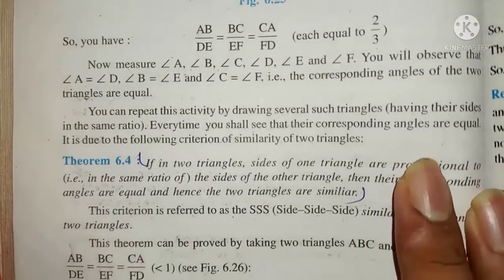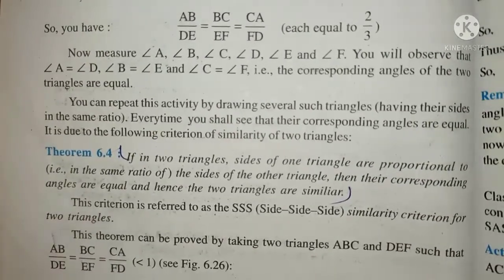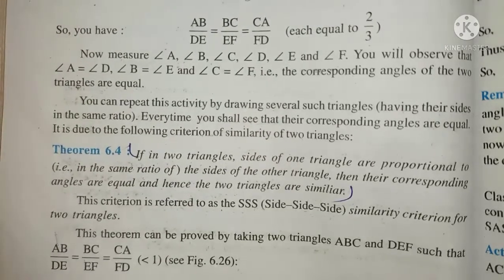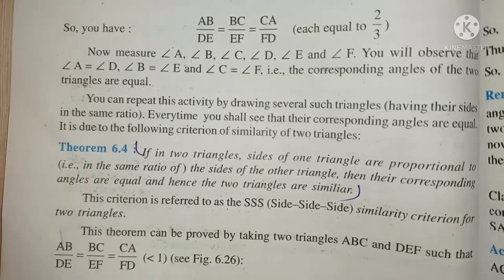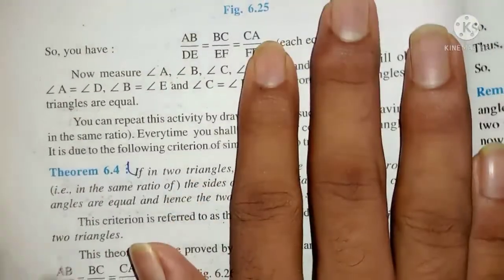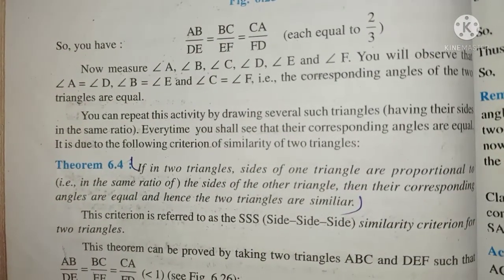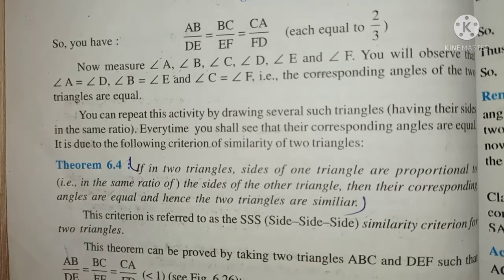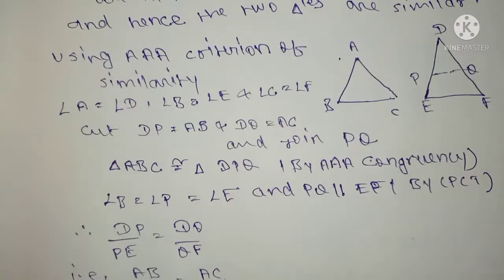That's why theorem 6.4 is: if in two triangles the sides of one triangle are proportional, that is, in the same ratio as the sides of the other triangle, then their corresponding angles are equal, and hence the two triangles are similar. This is just the opposite of theorem 6.3. It is saying that if the two triangles have the same ratio of their corresponding sides, then the corresponding angles will also be equal, and hence they are similar triangles.